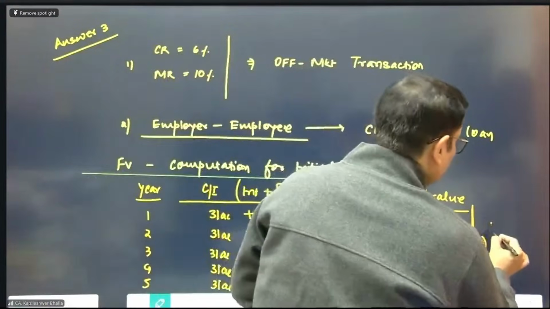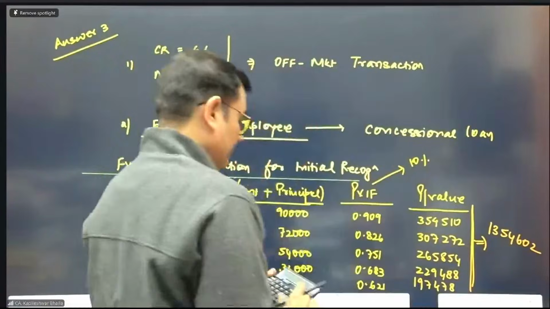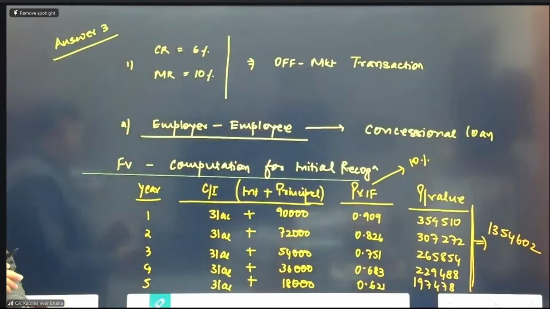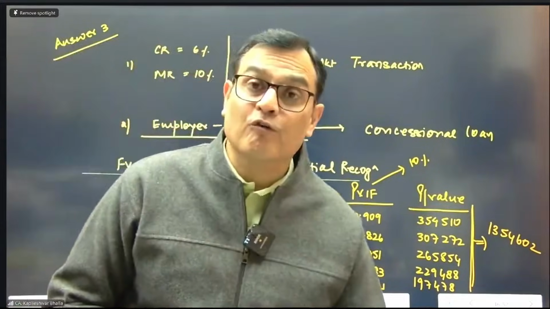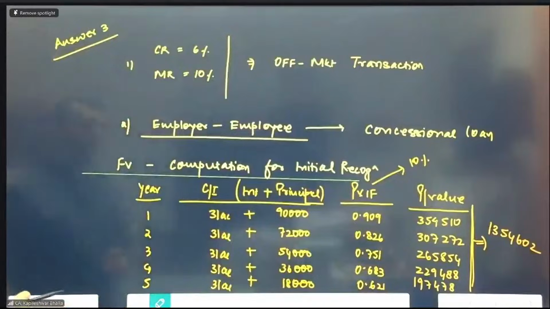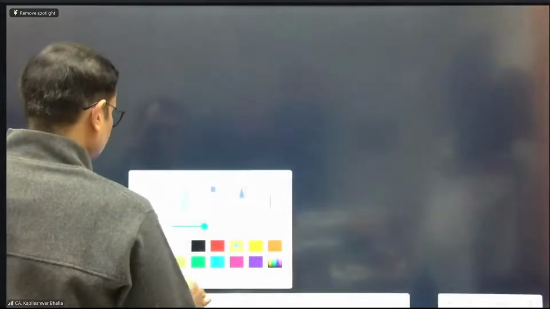I think this is coming to 13,54,602. Just see the calculations are correct. 13,54,602 is the present value of all the future inflows from the employer's perspective. So we can now put the journal entry at the inception.